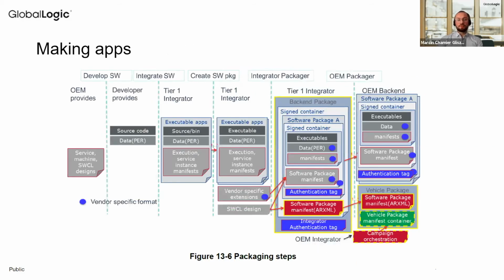So making apps is changing a bit. OEMs will provide us the services, mainly the service definitions. Based on them, developers will create applications. Based on the service manifest, the integrator will be able to take our application, and with an already well-specified set of configuration, will be able to integrate our software on the platform.